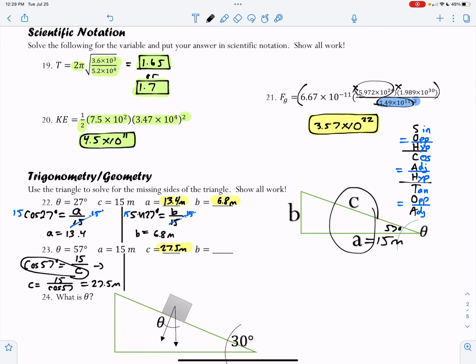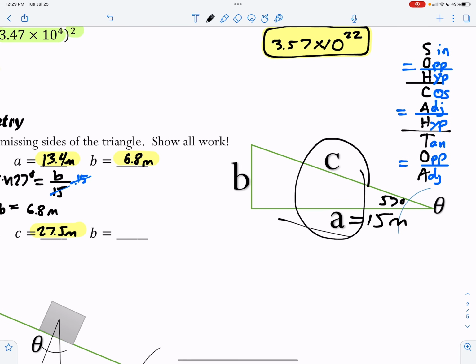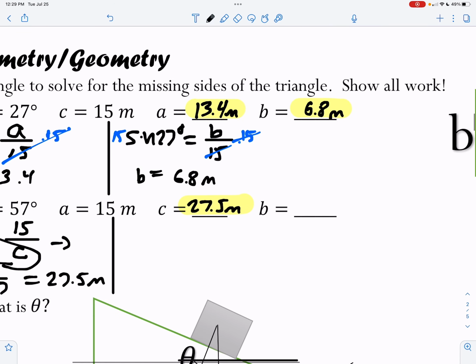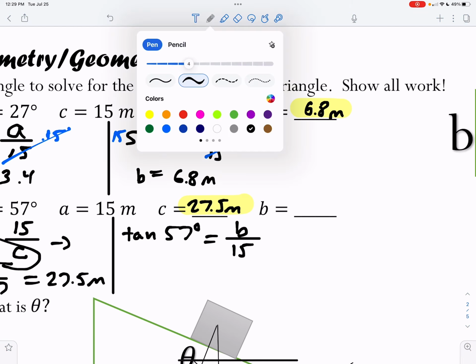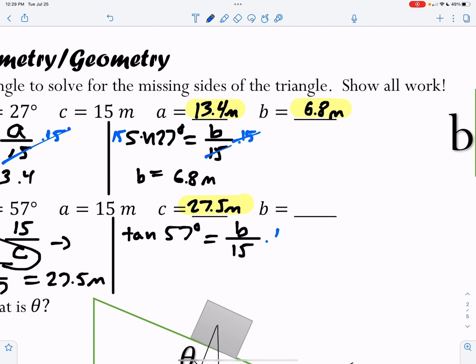Now, to get the side B, we can use a tangent ratio this time because B is the opposite side and A is the adjacent side. So we can go tangent of 57 degrees equals B, the opposite side, over 15, the adjacent side. Multiply both sides by 15. And B is equal to 15 tangent 57.